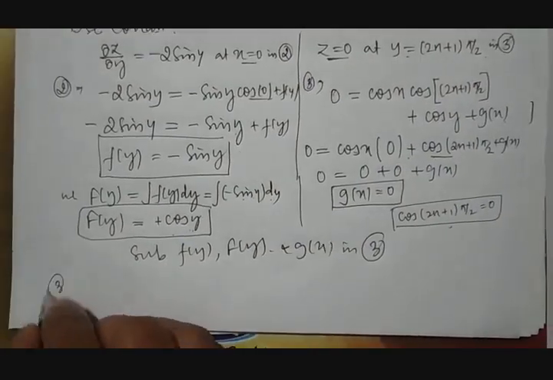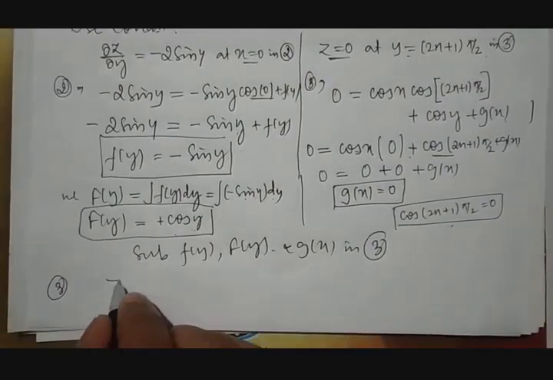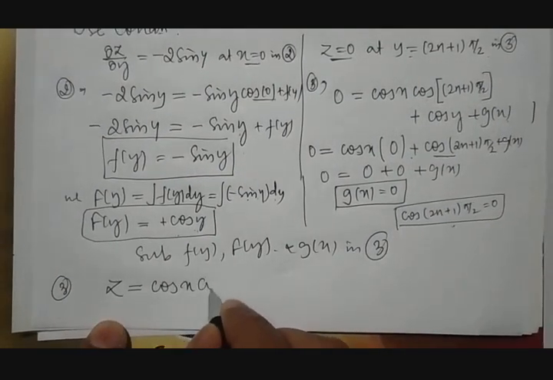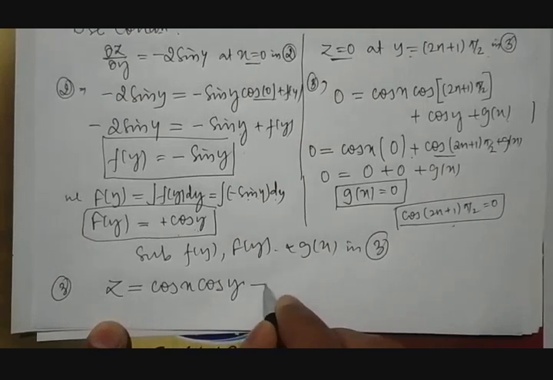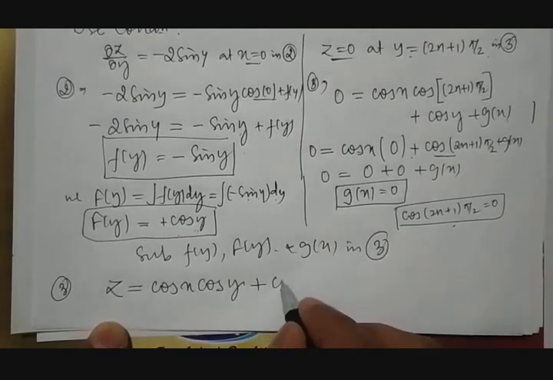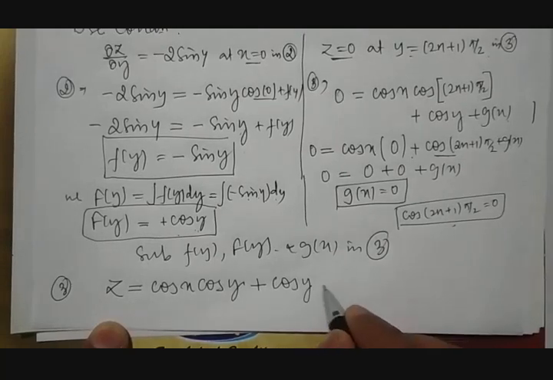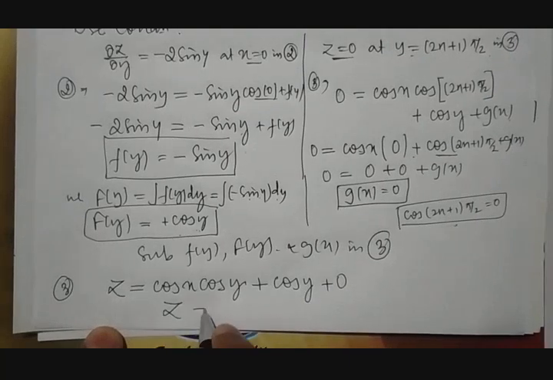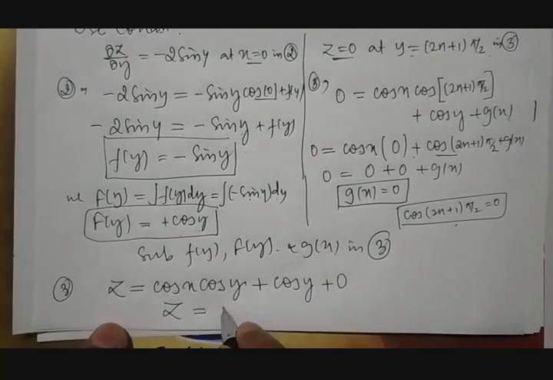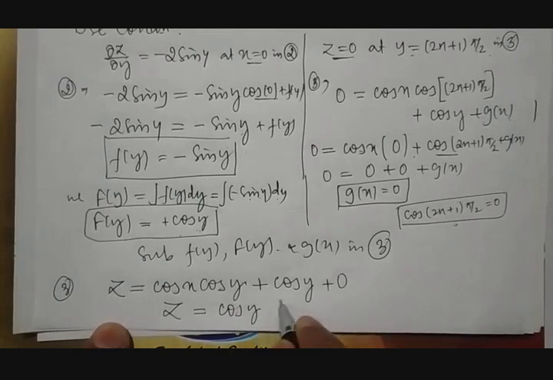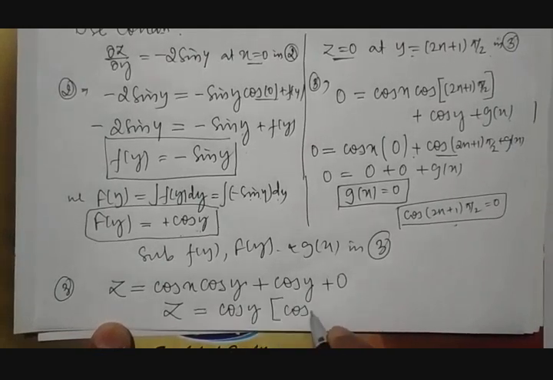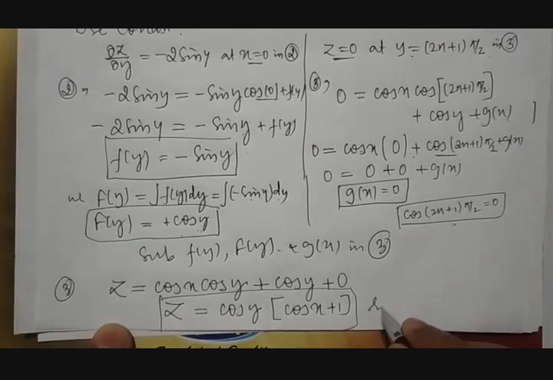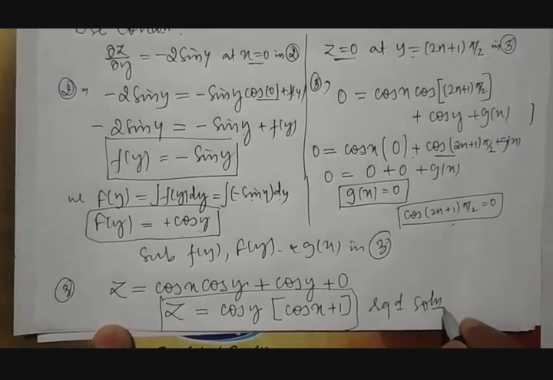So let us put it in equation number 3. Then equation number 3 becomes z is equal to cos x into cos y plus capital F of y. Capital F of y is nothing but cos y, plus g of x, that is nothing but 0. Therefore, z is equal to, from here if we take cos y common, then inside the bracket we will be getting cos x plus 1. So this becomes the required solution for the given example.